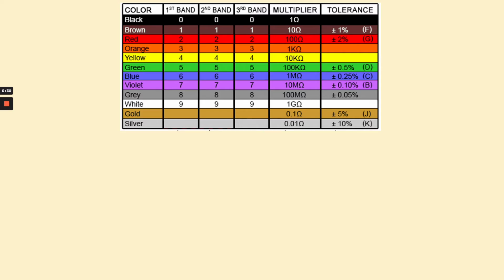So this is a resistor value table. This is our Bible when we're trying to calculate our resistor values when we see a resistor in front of us. Now you'll see that in the table you've got lots of different colors on the left, and then the second column you've got first band, third column you've got second band, the fourth column you've got the third band, fifth column you've got your multiplier, and in your last column you've got the tolerance. These will all make sense in a short while.